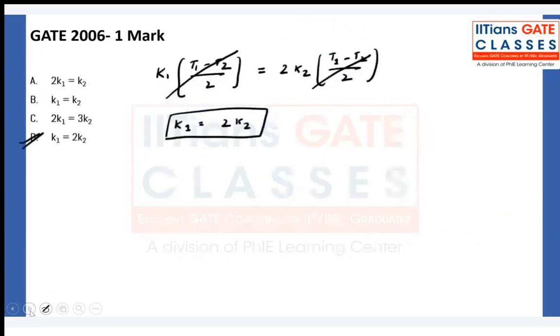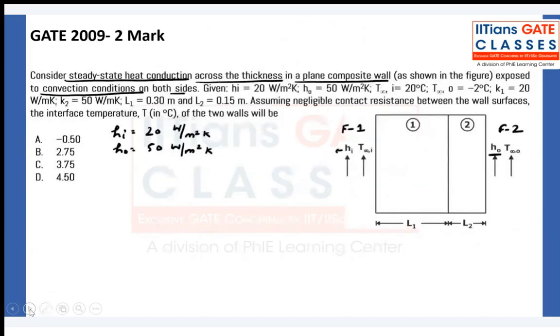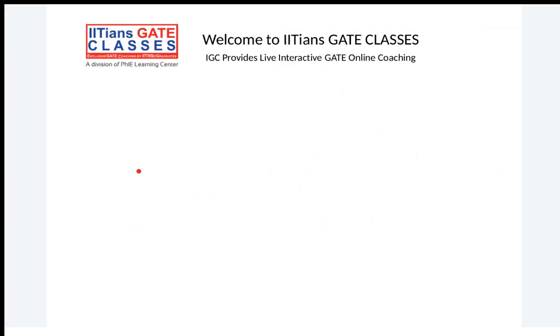Okay, this question. h_naught is given. Then they are saying T infinity i is equal to 20 degrees Celsius, this temperature, and the outside temperature, that means this one, T infinity naught is equal to minus 2 degrees Celsius.